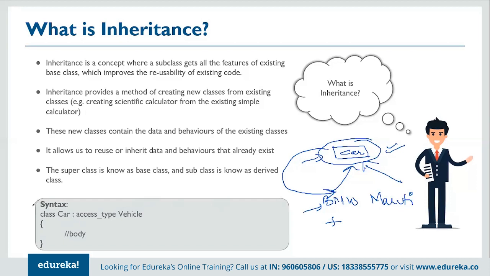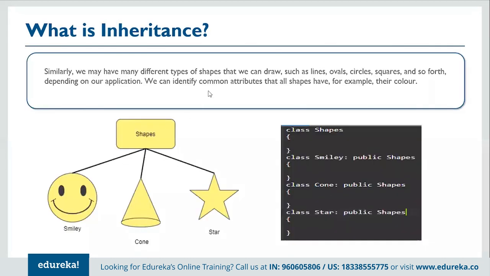And syntactically, this is how it looks. We will try it out with an example in some time. So you can say class, name of the class. Here you specify a colon, then you specify the access type and the name of the superclass. So this is a subclass and this is a superclass with respect to inheritance. So let's take a very simple example to understand what is inheritance.